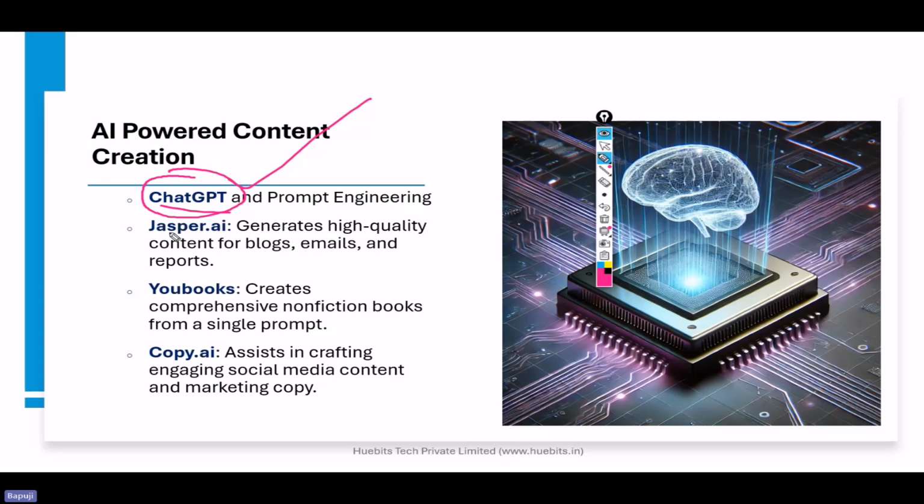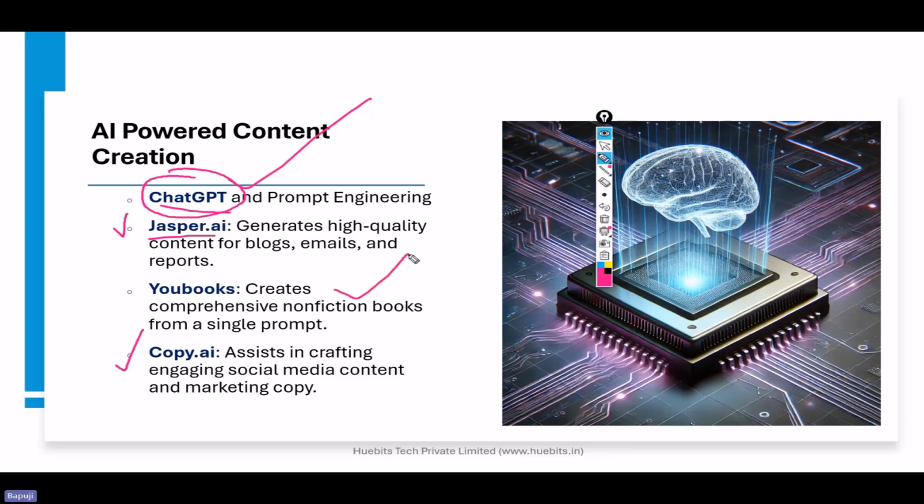And there is also another product. There are many products, and I am not showing all of them here, just some. Jasper AI can generate blogs, emails, and reports. Jasper AI is mainly for marketing. Copy.ai is also for marketing. These two are useful for blogs and emails. This one is also mainly useful for social media content generation, creating marketing materials, and book generation.